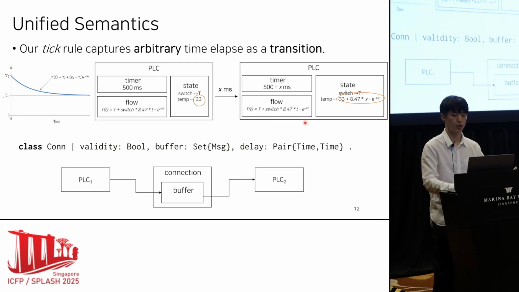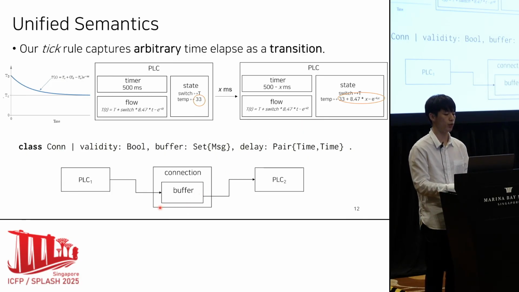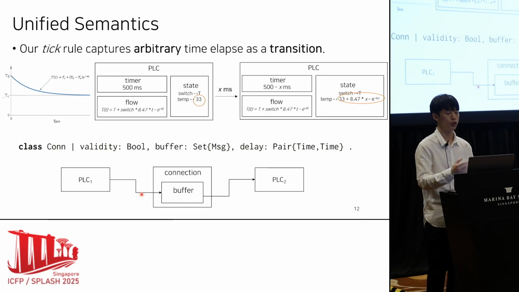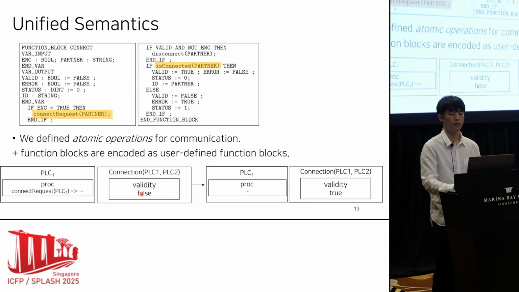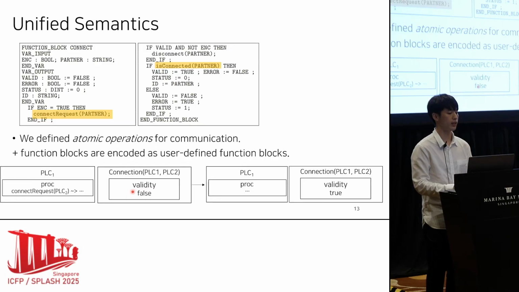For communication, we define another class called connection so that PLCs can exchange messages through the buffer of connections. And what we do here is write semantic rules that revolve around this object class. For the core behavior of the communication, we have identified and defined atomic operations for communication.